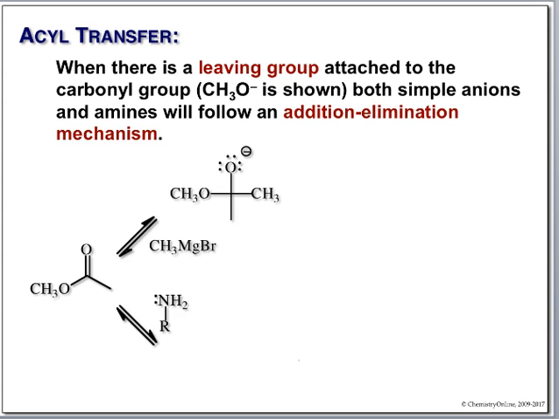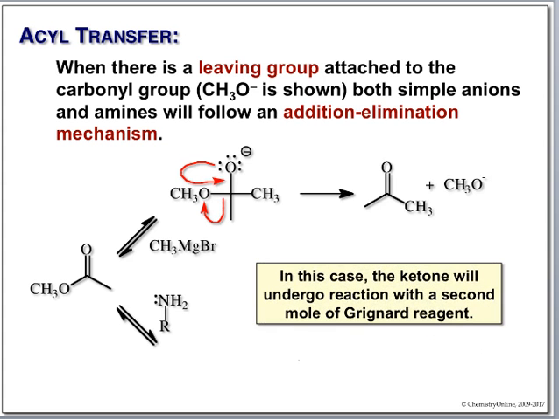Now, this is written as an equilibrium. The equilibrium simply means that the electrons can move back in, and the methyl group could go away. That's really not going to happen, though. What's going to happen instead is these are going to go in, and our leaving group here is going to be the methoxy group. We'll talk about why in just a minute. And we will wind up with the ketone and methoxide.